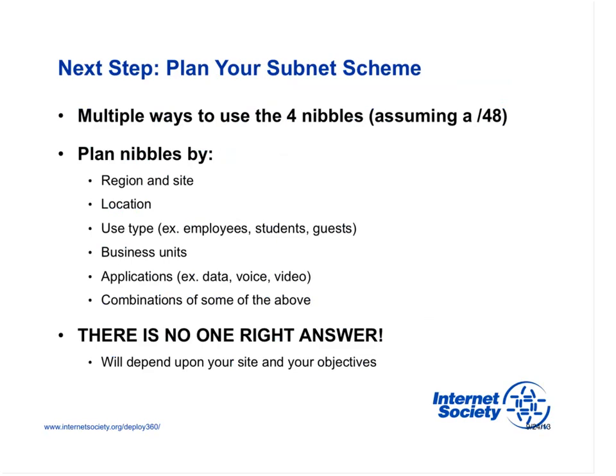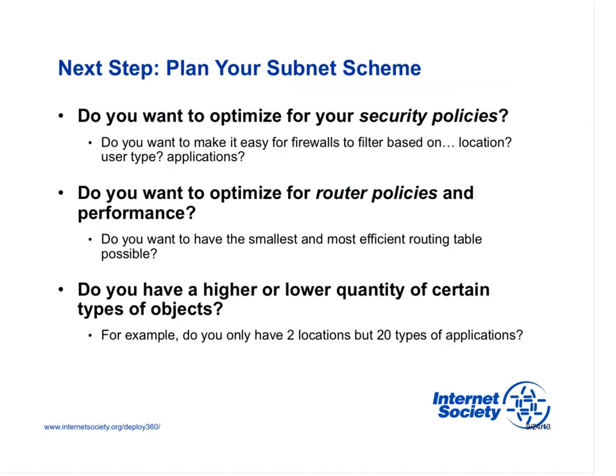You've got those 16 bits, the 4 nibbles, and you can think about, how do I want to plan those nibbles? How do I want to use them? Do I want to use one of them to identify the region? Do I want to use one of them to identify location, the type, a business unit, application, something like that? A key point is there's not a single right answer. What works for me on my network may not work on yours or any of the people who are here. Each of you may have a different way of working with what works for your network. I'm going to talk through a couple examples. But here are some things you need to think about.